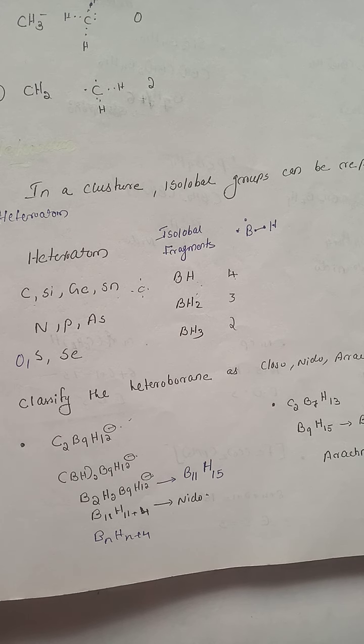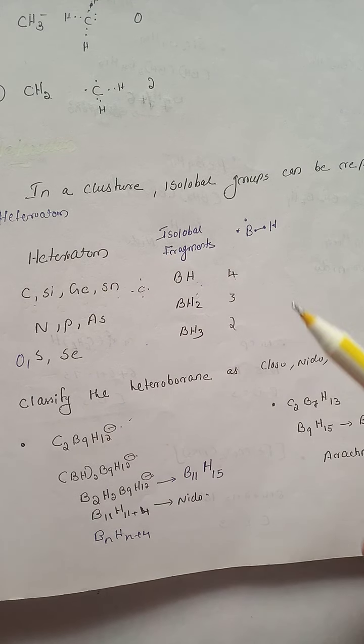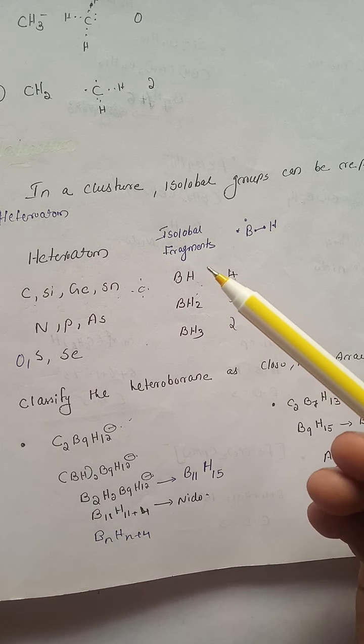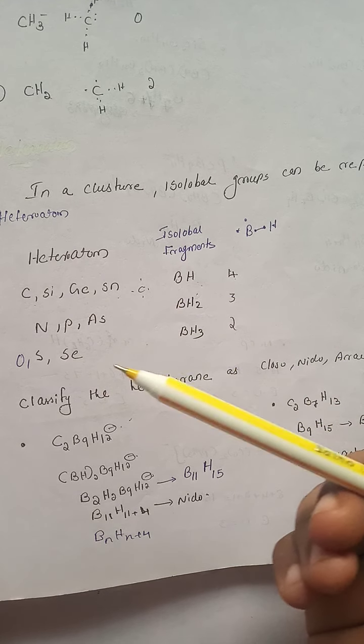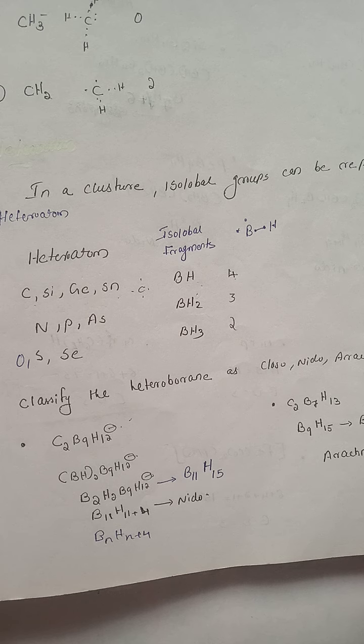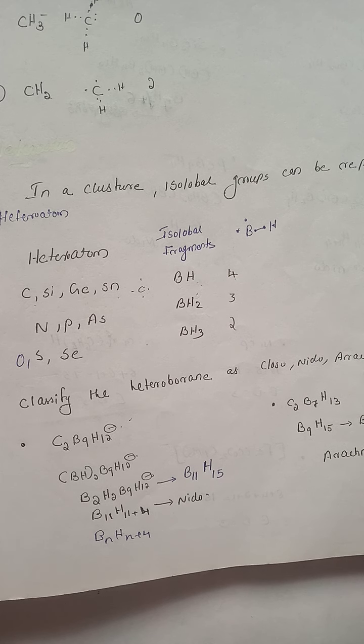Next we are discussing the isolobal analogy. Here in a cluster, isolobal groups can be replaced by heteroatoms. So instead of BH and BH2, these can be replaced by heteroatoms such as carbon, nitrogen, oxygen, etc. So how can we find these heteroboranes as closo, nido, arachno? Let me check. First of all, what do we mean by an isolobal fragment? If two species have the same number of electron deficiency, they can be called isolobal fragments.